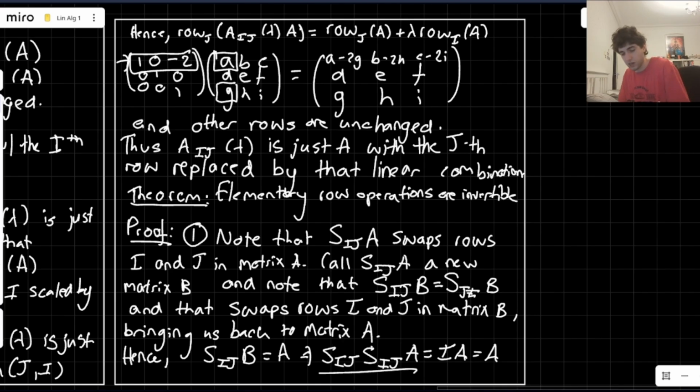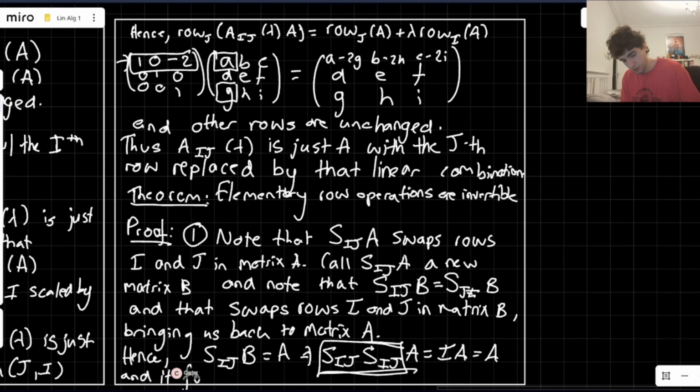So effectively this chain of reasoning is correct. And so you can see that S subscript capital I capital J multiplied by S subscript capital I capital J will just give us the identity matrix. It has to, otherwise you wouldn't be able to get A back. Okay, and it follows.